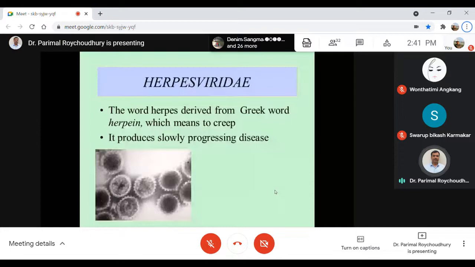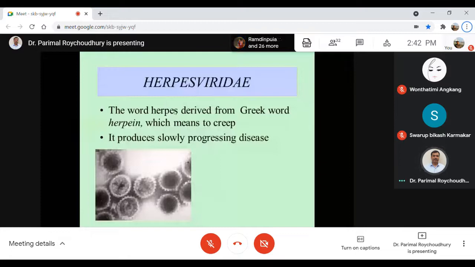The meaning of the word herpes derived from the Greek word herpein. Herpein means creeping movement, very slow and unnoticed movement. So this particular virus has a characteristic of undergoing latency. Once it enters into the body, the virus may not produce the disease immediately. So whenever a person will develop the disease, nobody can predict it.